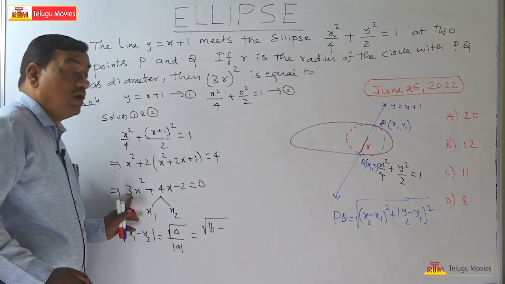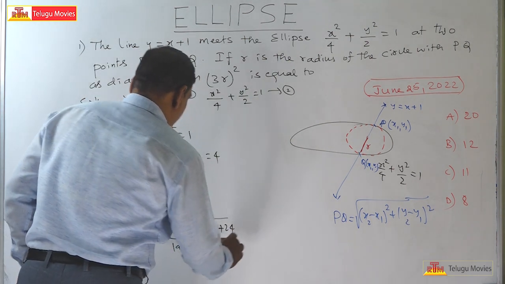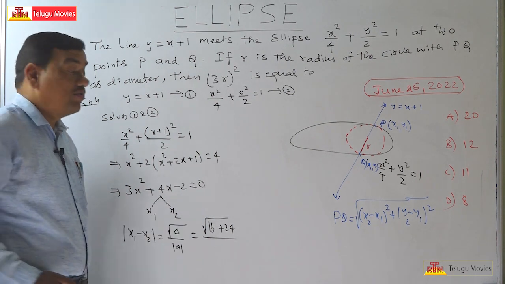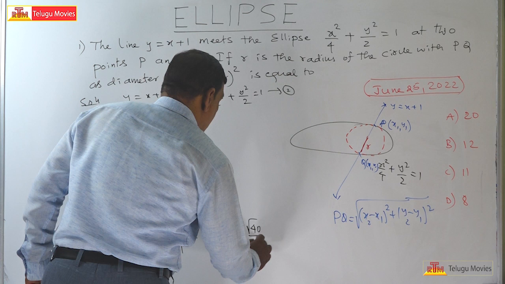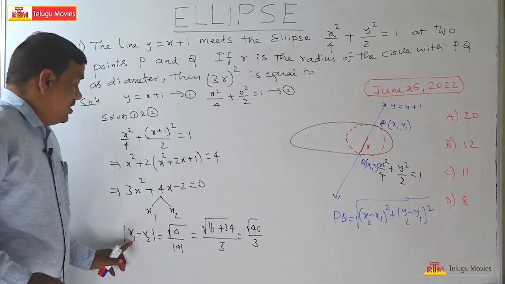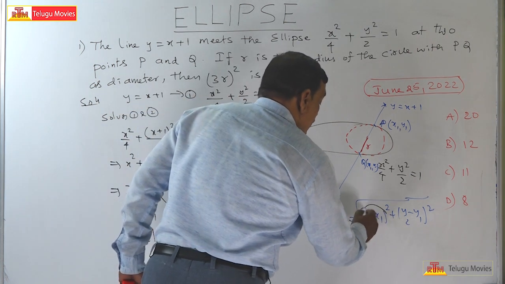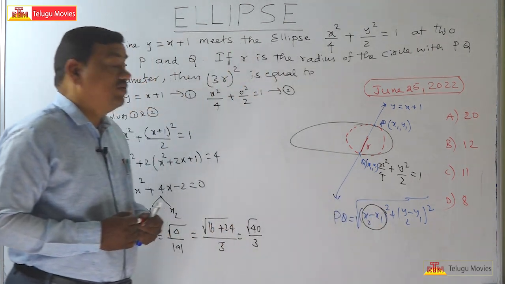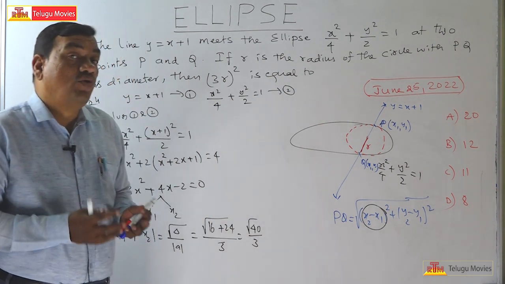4 3s are 12, 12 2s are 24, plus 24 by modulus of A. Modulus of A means 3. So this is equal to root 40 by 3. So x1 minus x2 or x2 minus x1, nothing. So we got the value of x2 minus x1 whole square, that is x2 minus x1 whole square is equal to root 40 by 3 whole square.